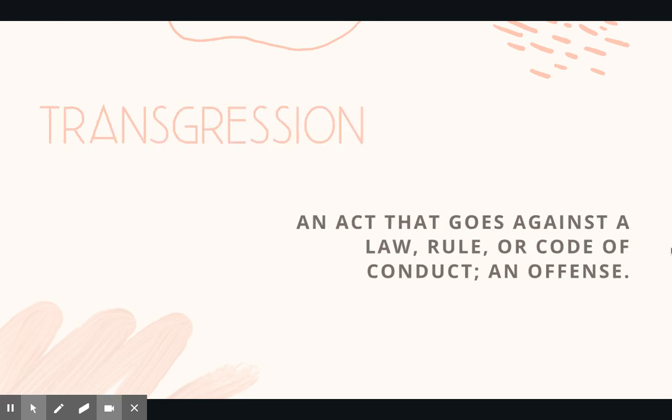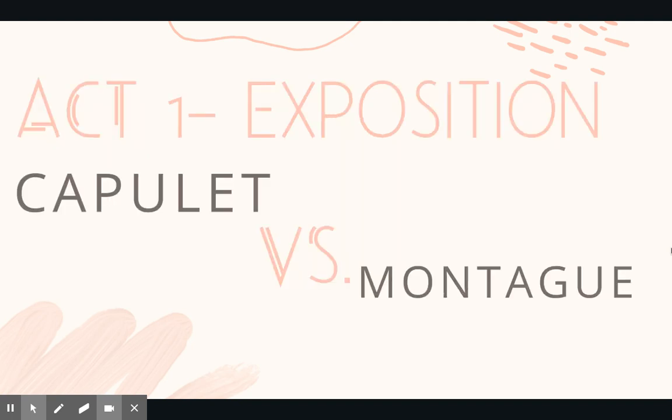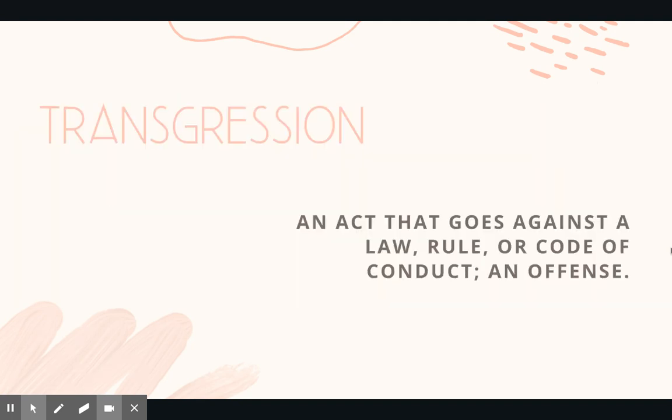And then transgression, an act that goes against a law, rule, or code of conduct, an offense. So if you do something bad, that's considered a transgression, because you are going against a law or rule, which we are also going to see a lot in Romeo and Juliet. Okay. Like I said, if you have any questions about those vocabulary terms, there's not a lot of them, please make sure you ask me, because that will be on your quiz for Acts 1 and 2 of Romeo and Juliet, along with the vocabulary from the Elements of Drama and Shakespeare Introduction. So please make sure that you know those vocabulary terms.